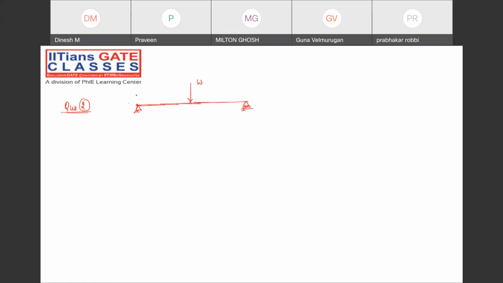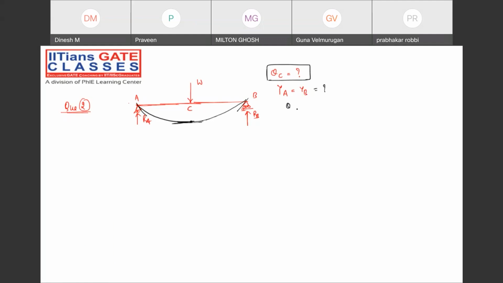All of you want to try this question? I'm asking you theta C. YA and YB, of course, both will be the same because of the symmetry. And what will be the nature of the elastic curve? The elastic curve will look something like this, where the slope, of course, will be maximum at the point A and point B. At point C, the slope will be 0. There's no doubt.